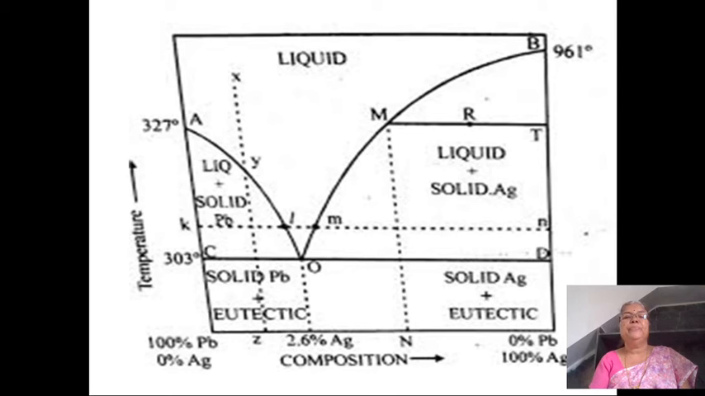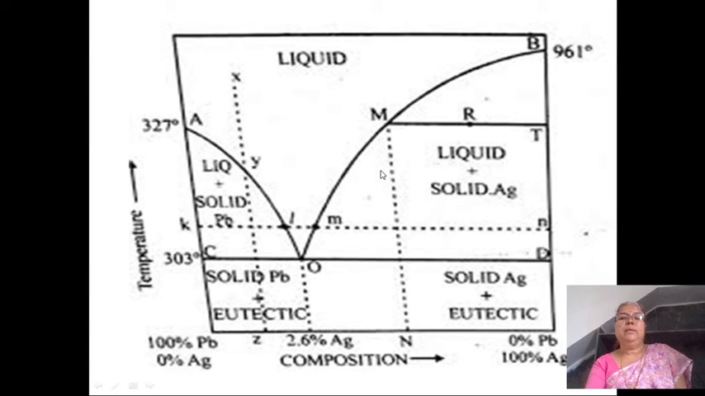The application of this phase diagram of the lead-silver system is in the Pattinson's process of desilverization of lead. The ore called argentiferous lead contains only 0.1% silver, and this ore is heated well above the melting point, and the cooling of that molten mass is carried out, and we separate the silver by using this phase diagram. This is the explanation of the lead-silver system.